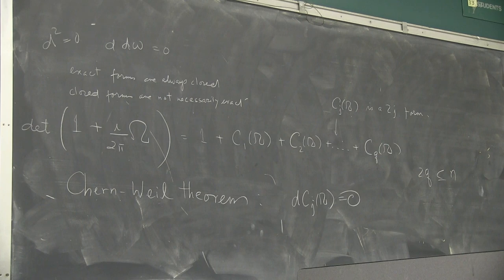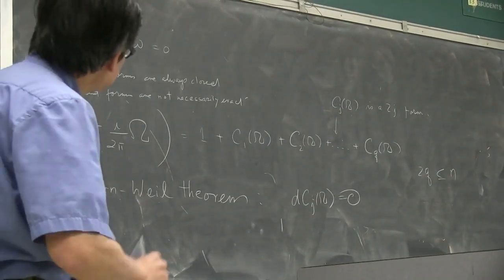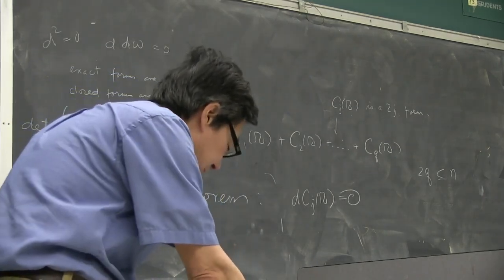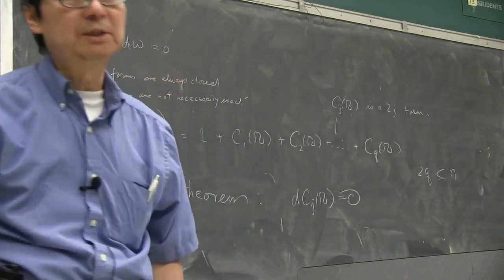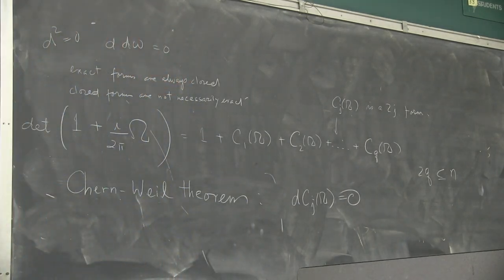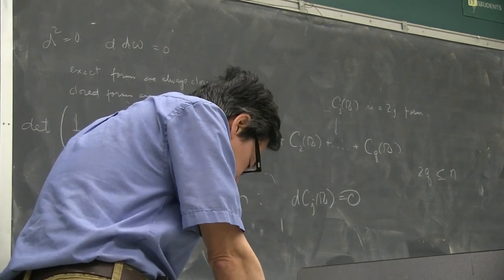So an exact form is always closed, but a closed form is not always exact. But among the closed forms, there may be a subgroup which is exact. In fact, you can show that to be a normal subgroup. So you can form what's called the quotient group of the closed forms divided by the exact forms. That's called a cohomology group.